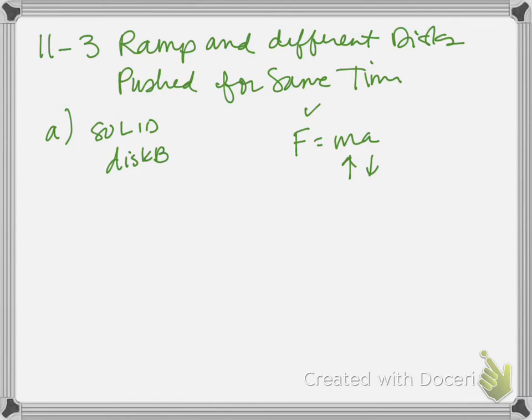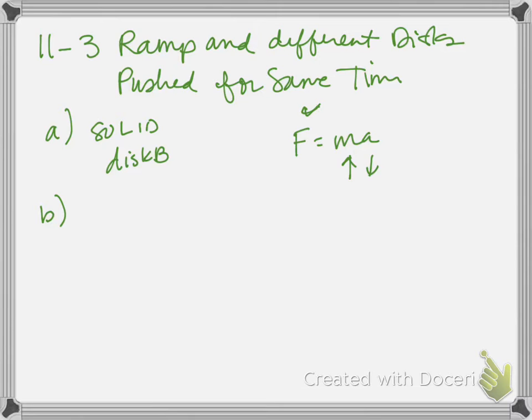Okay, so 3 points for part A: 1 point for saying disk B, 1 point for indicating that the slope of the velocity versus time graph is the acceleration. That's a unit 1 concept. And then 1 point for saying the smaller mass will have the greater acceleration due to the constant force. And that's our unit 2 question, all up in one little package there. So 3 points for part A.